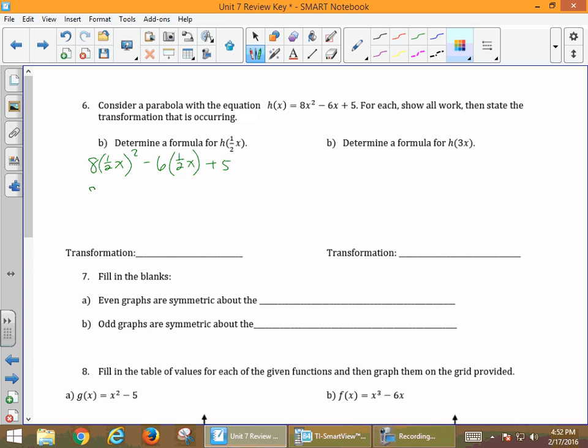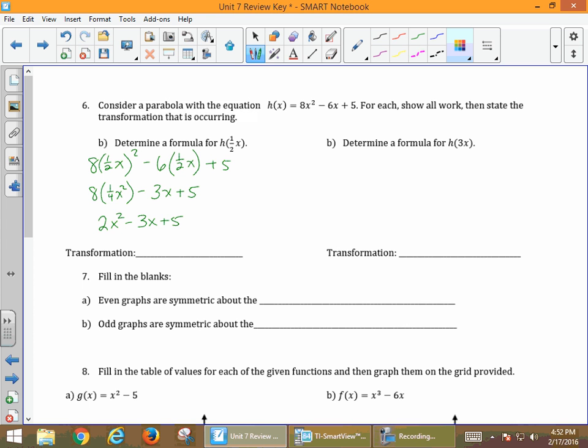So this will be 8 times 1/2 x quantity squared, which is 1/2 x times 1/2 x, which would be 1/4 x squared. Minus 6 times 1/2 is 3x, plus 5. And let's clean up term number 1. 8 times 1/4 is 2x squared minus 3x plus 5.